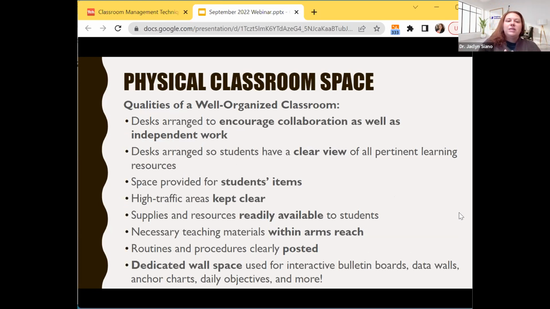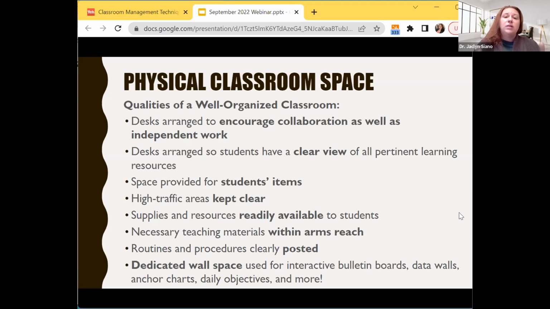Some of the qualities of a well-organized classroom: we have desks that are arranged so that they encourage collaboration, whether that's whole group or small group, as well as independent work. We have desks that are arranged so that there's a clear view of all the learning resources the students might need.